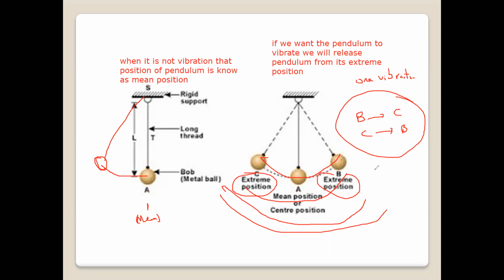The idea is the same whether the motion is vertical or horizontal for a vibration, but for a pendulum you will find only horizontal movement, not vertical. So moving from B to A and then A to C and coming back from C to B, we call this one vibration. And how much time the pendulum takes to complete one vibration, we call that the time period. But normally it's difficult to measure the time for one vibration because that's too small.